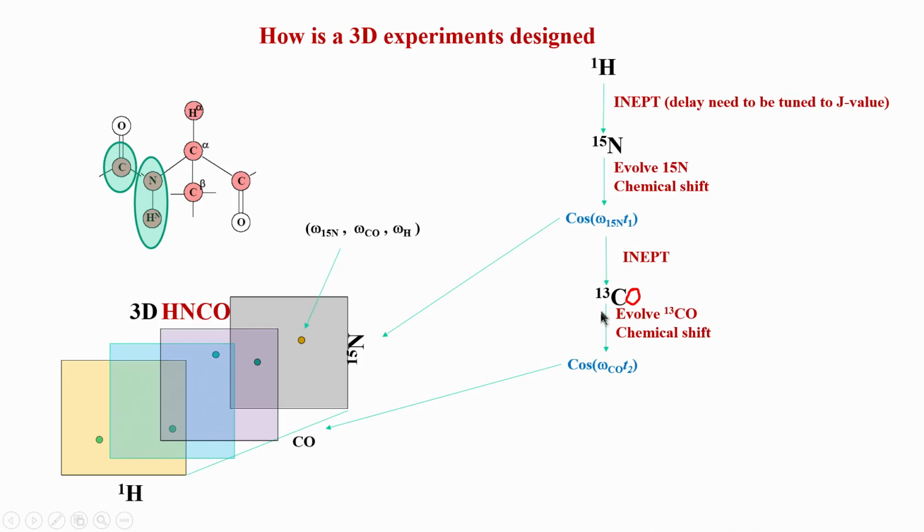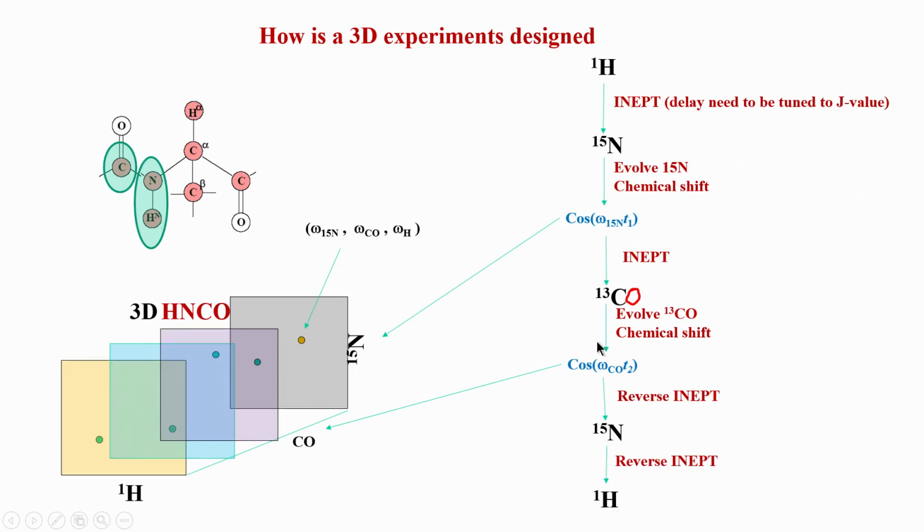Okay. So, once the evolution of carbonyl is over, here we have to come back to proton. Remember, this is a proton detection experiment. That means I have to come back to this hydrogen. So, how do I come back? Again I do a reverse INEPT. You should recollect what we did in HSQC, we went from proton to nitrogen, that was forward INEPT, and we did a reverse INEPT to come back.